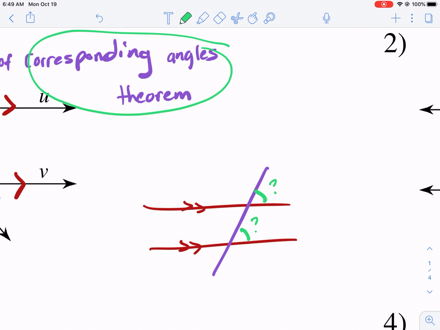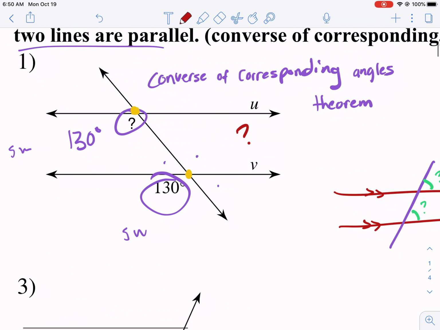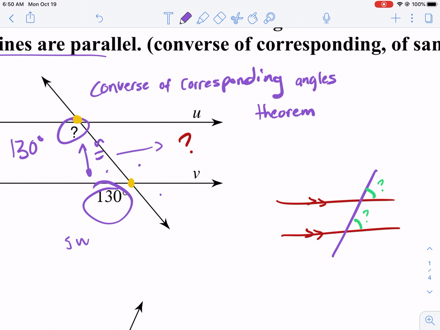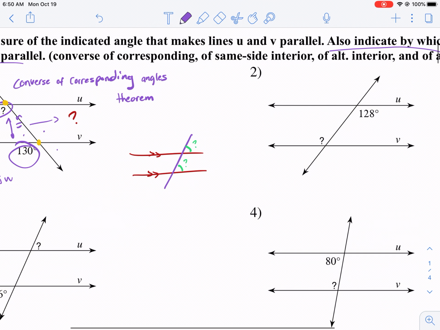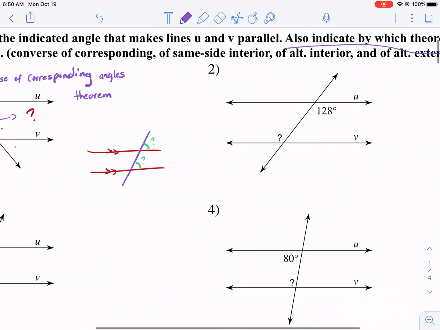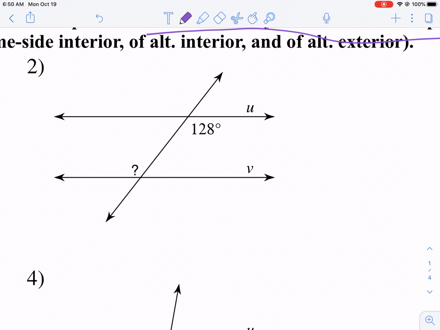What we're doing here is the exact opposite. We don't know these lines are parallel, okay? But we want to make them parallel, okay? So if we know that these two angles are congruent, then we know that they are parallel because of the converse of corresponding angles theorem. Essentially what we're doing is we're going backwards, okay? We have to go backwards and forward in mathematics to prove things, and you have to know these theorems in order to understand this. Okay, so let's move on to number two.